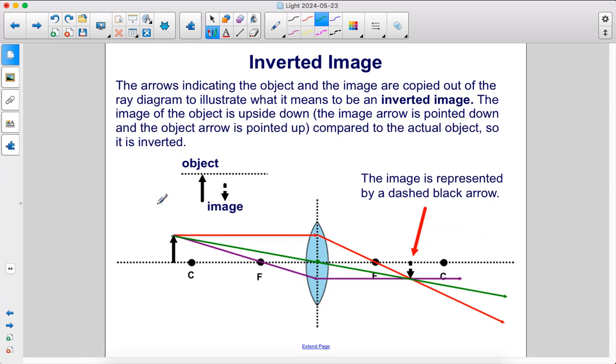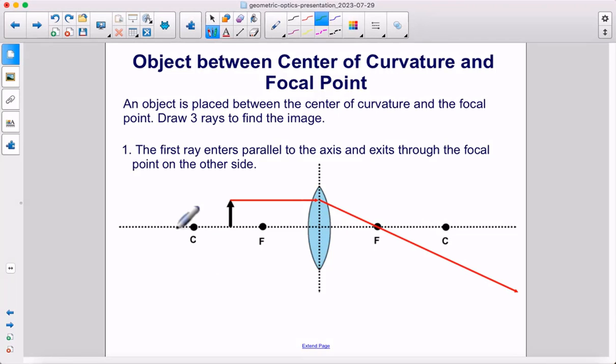The arrows indicating the object and the image are copied out of the ray diagram to illustrate what it means to be an inverted image. The image of the object is upside down. You can see that the image arrow is pointing down while the object arrow is pointing up, compared to the actual object. Therefore, the image is inverted. It's upside down. Now we move the object in between the focal point and the center of curvature.